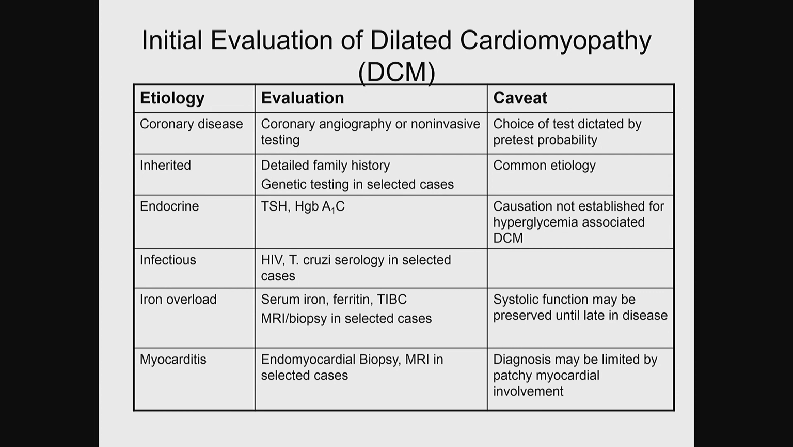T. cruzi serology. Iron overload may also cause systolic dysfunction, especially in patients with hemoglobinopathies or hereditary hemochromatosis. By checking iron levels, and in selected cases, cardiac MRI assessing for T2 star or even endomyocardial biopsy, this diagnosis can be made. However, most patients with cardiac iron overload have preserved systolic function for the majority of their disease, and only later in their disease course may systolic dysfunction be present.